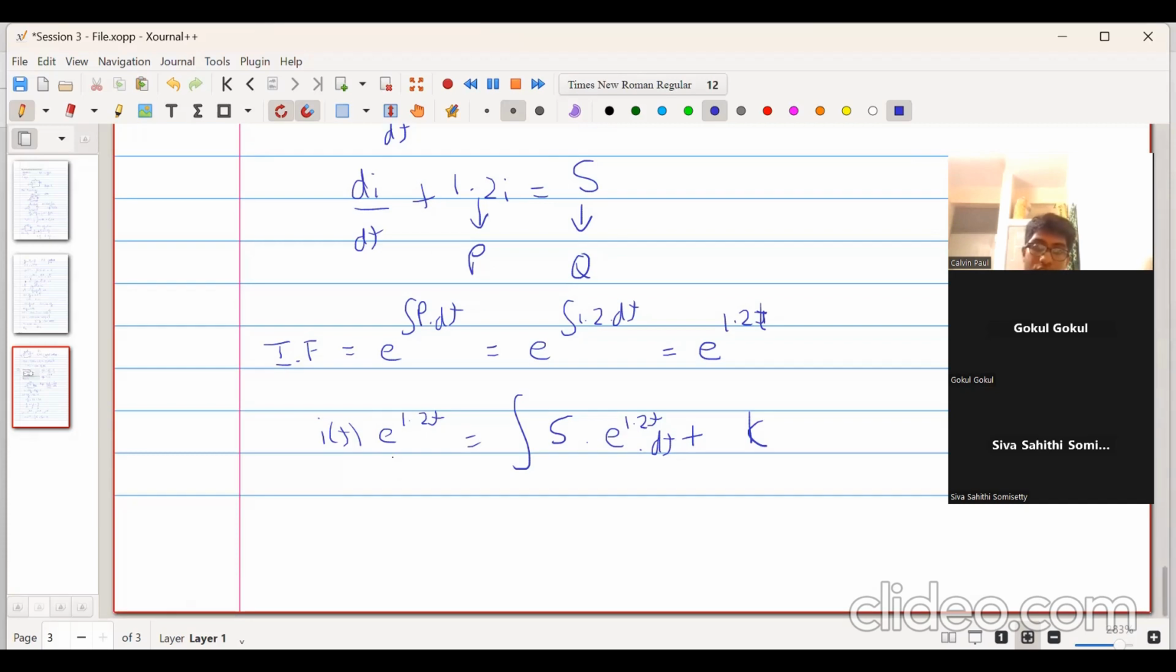So we will get it in this form. Five is a constant, and integration of e raised to at is equal to e raised to at divided by a. So I of t into e raised to 1.2 t is equal to 5 divided by 1.2 into e raised to 1.2 t plus k. Any doubt?